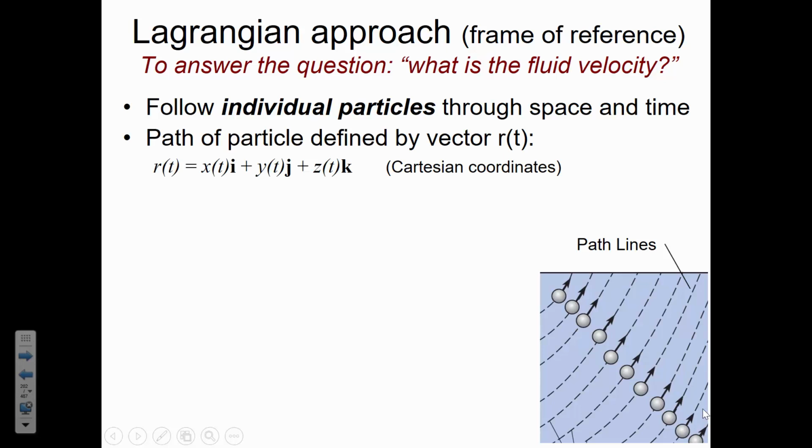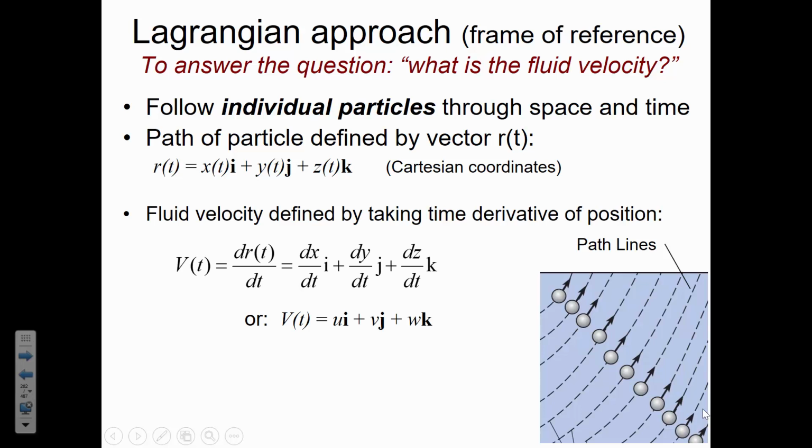So the path of the particle will exist in 3 dimensions, and either in a problem you'll be given just a 1-dimensional flow, or in some cases 2. We won't deal with 3-dimensional flow in this course, but you'll have the location of the particle over time, and you'll determine the velocity of the particle by looking at its change in position over a period of time.